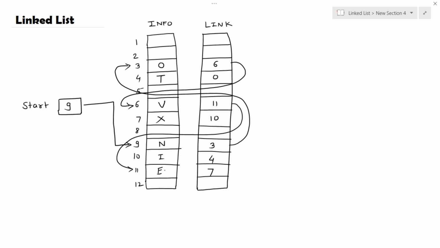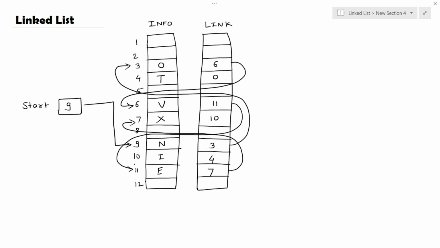E is the data, and it points to the next node, that is 7. So from here we link to the 7th node, and that is X. And from X, the link to the next node is 10. So we go again to 10. In this way the nodes are connected to each other, which forms a sequence, and that's why it is called a linked list.